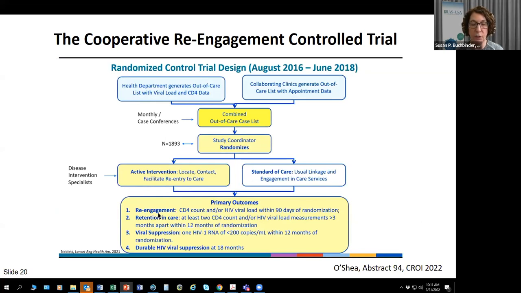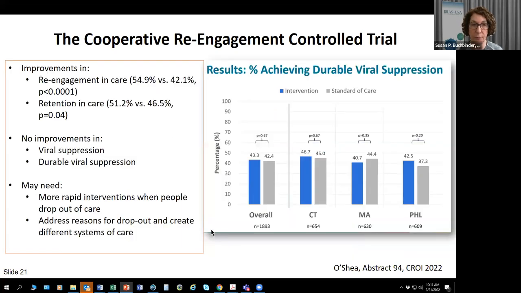And then they looked at, did they re-engage them in care, meaning just that they had one blood test, a viral load or a CD4 count within 90 days? Were they retained in care, which meant they had two lab tests more than 3 months apart within 12 months of randomization? Were they virally suppressed within 12 months of randomization? Did they have an RNA of less than 200 copies? And were they durably virally suppressed?